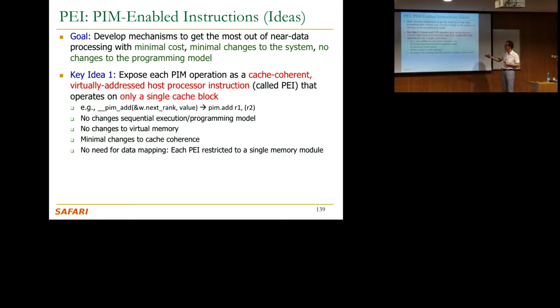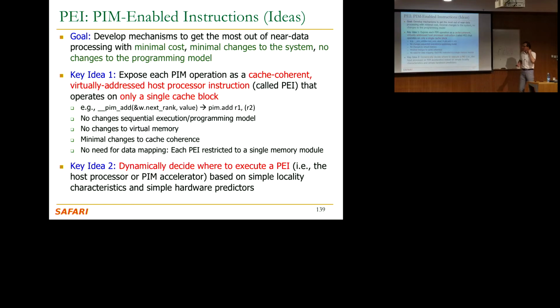So this single cache block restriction enables a lot of benefits. Of course, it gets rid of some of the benefits of processing in memory. Now you can do bulk bitwise operations like what we've discussed earlier. So the second key idea in this work is orthogonal, which is we want to dynamically decide where to execute this PIM-enabled instruction. Do you want to do it in the processor, or do you want to do it in the processing in memory accelerator, based on simple locality characteristics and simple predictors?